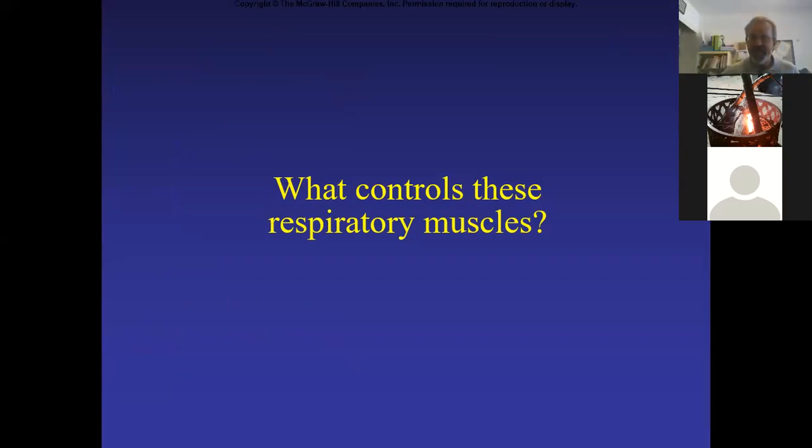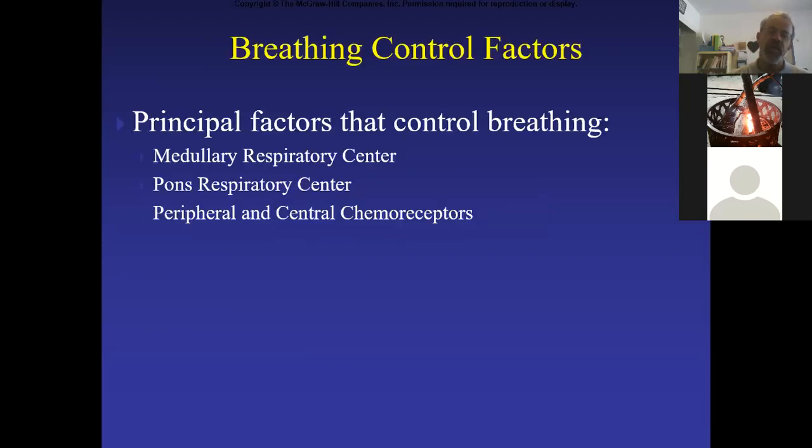All right. Okay. So we know that the pressure-volume relationship is inverse. The volume changes because of the skeletal muscles. Well, we know that skeletal muscles are neurogenic. They require nerves to stimulate them. So what actually controls those muscles? Well, there's three factors that ultimately lead to the response of muscles.